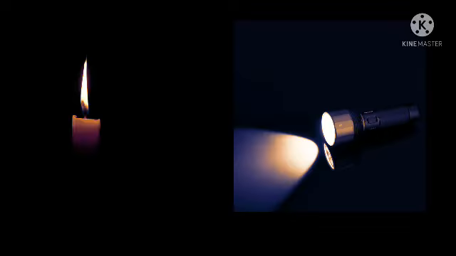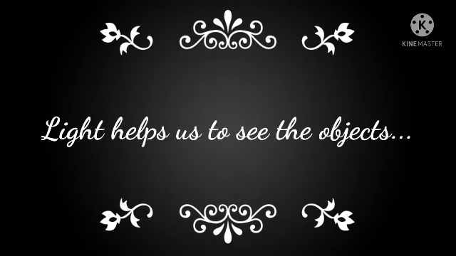Suppose you go inside a completely dark room. Are you able to see any objects in the room? No. But when you light a candle or a torch, you can see the objects present in the room. Without light, things cannot be seen. Then what do you mean by the light? Light helps us to see the objects.